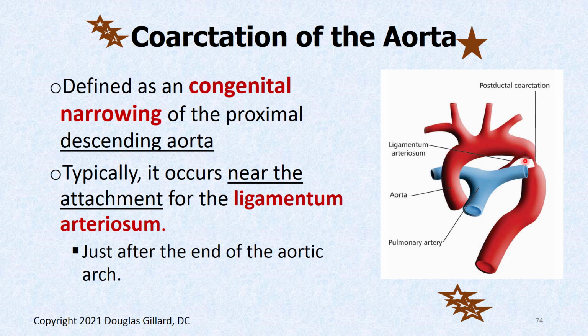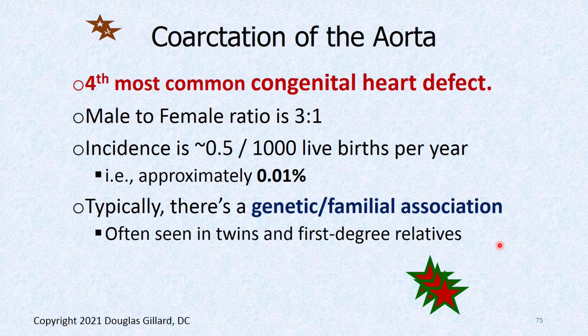It's a congenital narrowing. It usually occurs at the very start of the descending aorta, right after the ligamentum arteriosum, right after the aortic arch. And it's a beaver dam. There's no blood getting through here. And so, yeah, that's not good. It's the 4th most common cause of congenital heart defect out there. It favors males over females. The incidence is like Marfan syndrome, 0.01% of the population.